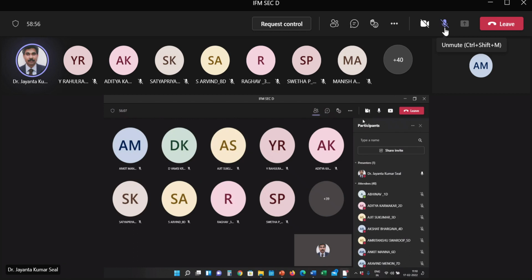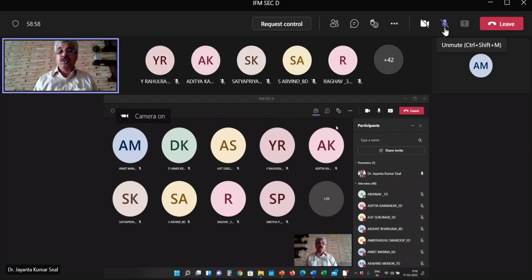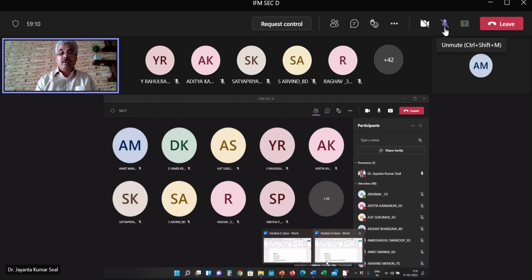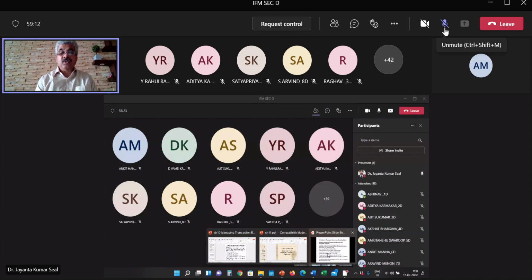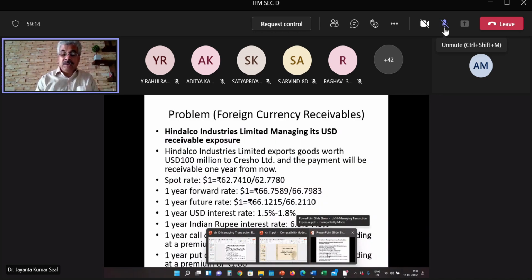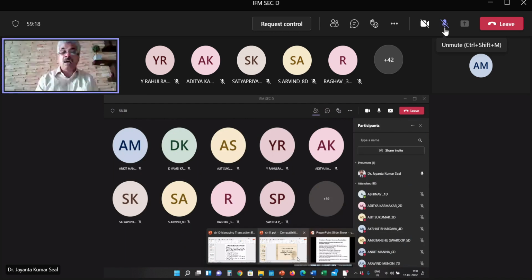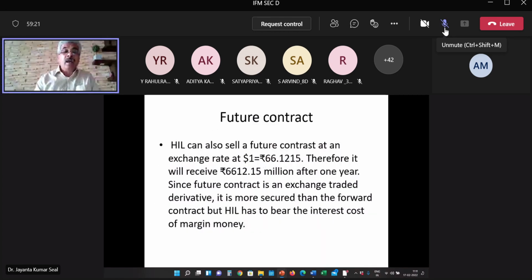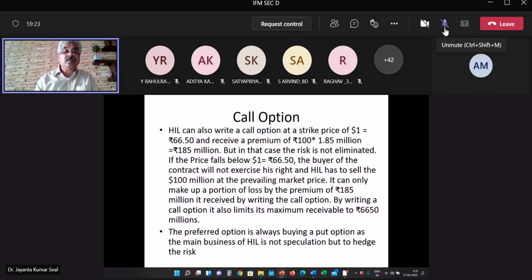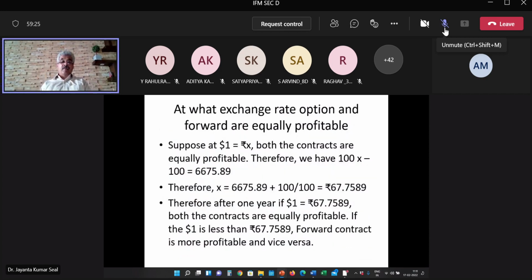So if the price is more, you choose one. If the price is less, you choose the other one. Got it? Yes or no? I repeat, at one price we have decided, at this price, how much you have calculated at an exchange rate of 67.7589, both are equally profitable.